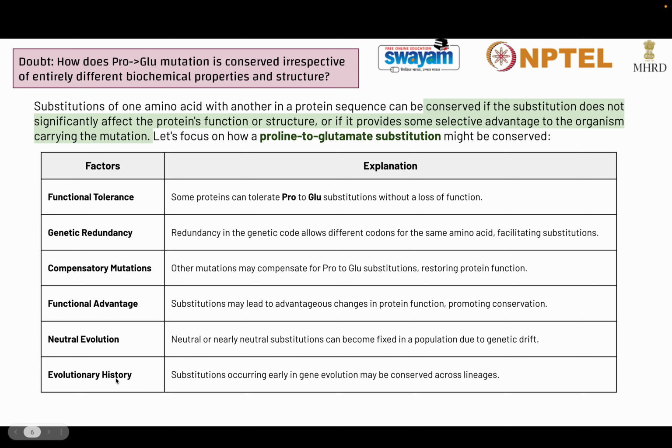Then evolutionary history. Substitutions occurring early in gene evolution may be conserved across lineages. There are certain mutations which occurred in the primitive ancestors, and now throughout evolution, throughout the lineages, they are conserved. It is not a new substitution which is being observed. It is retained from the primitive ancestors. So these are a few of the factors which govern whether a particular mutation will be conservative or non-conservative, and the reasons why that mutation is being observed, why it came into existence.